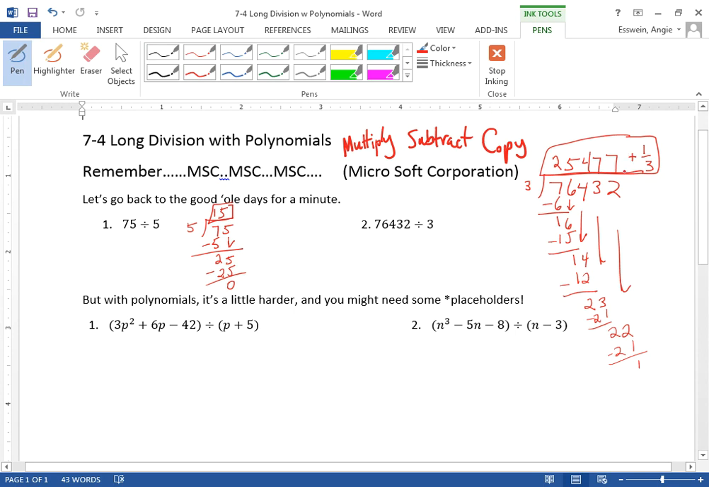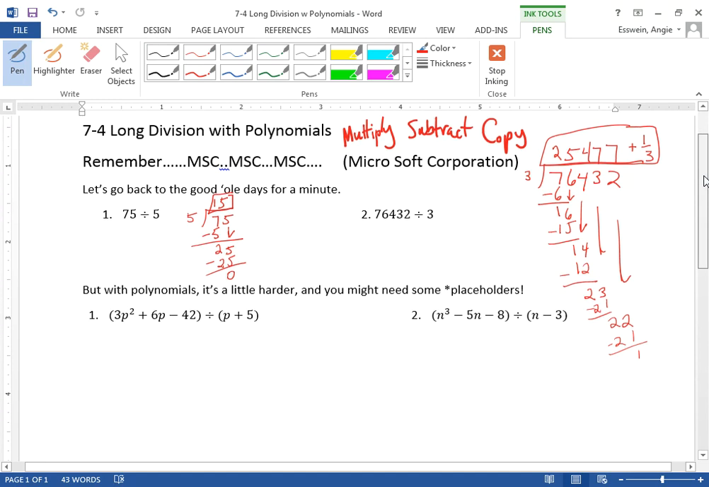Can you just do like a decimal? You should leave it as a fraction, okay, because we're going to do it with polynomials in a second. So that's how you leave it. That's something you probably haven't done before. Okay.